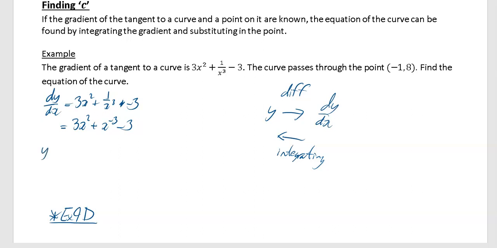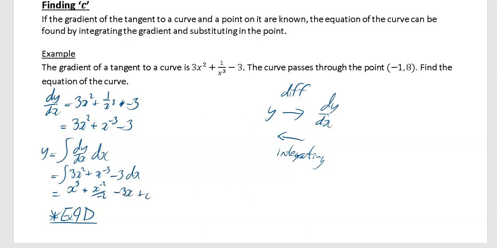So y is equal to the integral of your dy by dx with respect to x. In this case, y is going to be equal to the integral of 3x squared plus x to the minus 3 minus 3, integrated with respect to x. A wee bit of working out to do for this. 3x squared integrated would be 3x cubed divided by 3, so just x cubed. Then plus, raise the power by 1, that would be minus 2, divided by minus 2, and then minus 3x, and then plus your constant of integration.